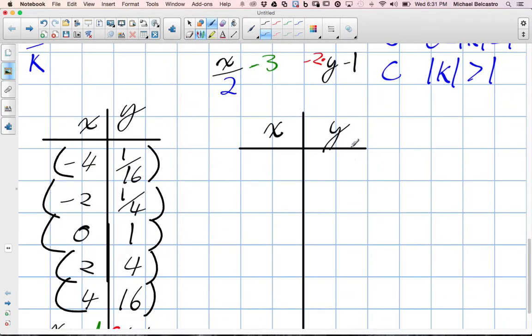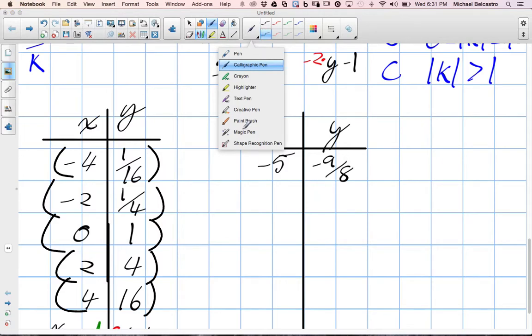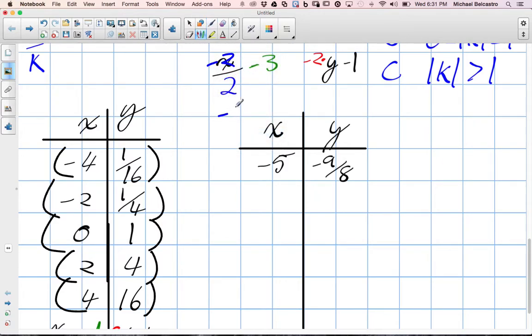So now we plug these values in quickly here. -4 divided by 2 is -2, -3 is -5. Okay, and we've already done this part, or I already did this part very quickly. This actually ends up being -9 over 8. Okay, our y value, plug 1/16 in, you multiply by -2, becomes -1/8 minus 8 over 8, 9 over 8. Let's plug in -2. If we plug -2 in, that becomes -1 minus 3, which is our -4.